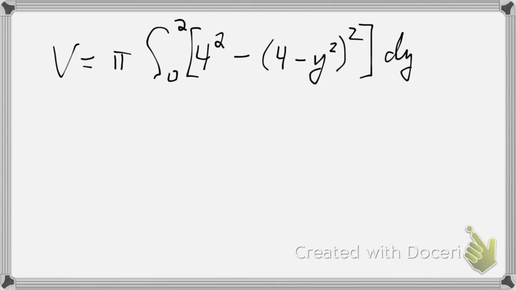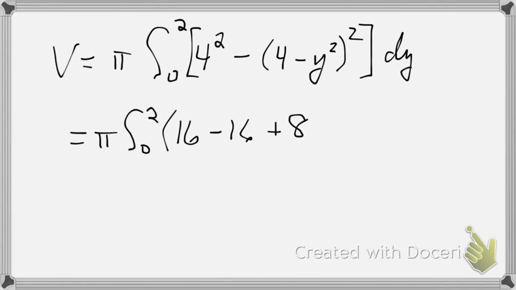But now we got to multiply all this out, because that's definitely too complicated for a simple rule. So you got pi times the integral from 0 to 2 of 16 minus 16 plus 8y squared minus y to the 4th dy. So I had to square out 4 minus y squared, which is 16 minus 8y squared plus y to the 4th, and then distribute a negative 1. You guys with me on that? Simple math, but it never goes away. It just compounds.